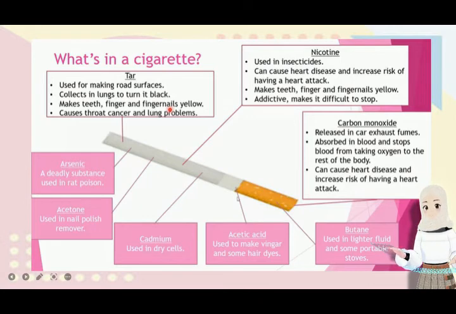Other substances you can find in a cigarette are arsenic, which is a poison, a deadly substance used in rat poison; acetone, used in nail polish remover; cadmium, used in dry cells, batteries; acetic acid, used to make vinegar and some hair dyes; and butane, used in lighter fluid and some portable stoves. It's better you remember at least maybe two of the extra ones, but you always have to remember tar, nicotine, and carbon monoxide.